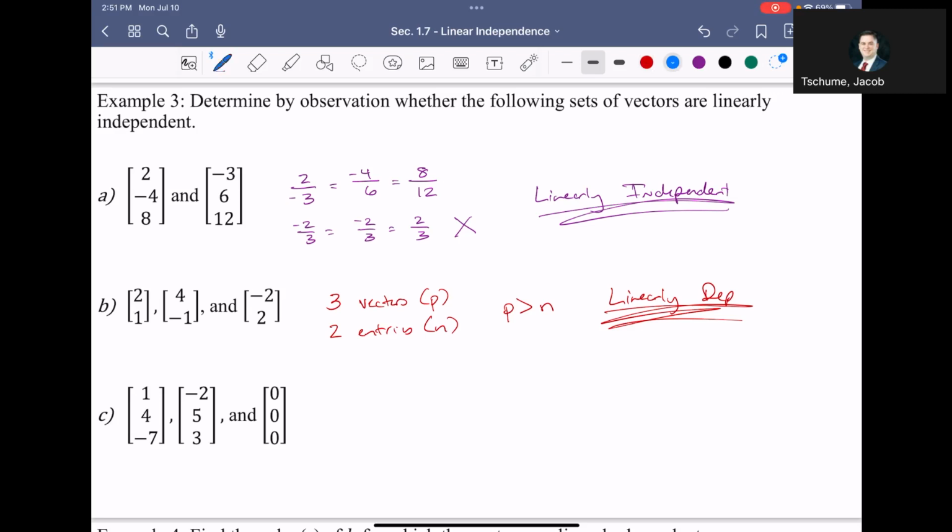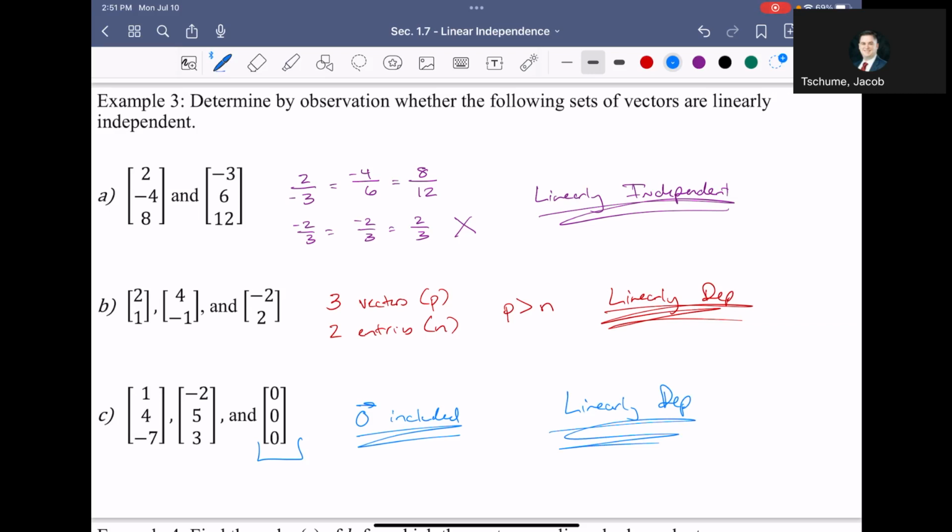And last but not least on this slide, part C, you've got three vectors: 1, 4, -7, then -2, 5, 3, and 0, 0, 0. The big talking point here is that the 0 vector is included. Immediately, if you see the 0 vector in a set of vectors, I know that those vectors, no matter how many there are, are linearly dependent. While these three shortcuts will not show up on every problem, if they do, you are welcome to use them as long as you label and explain your reasoning.